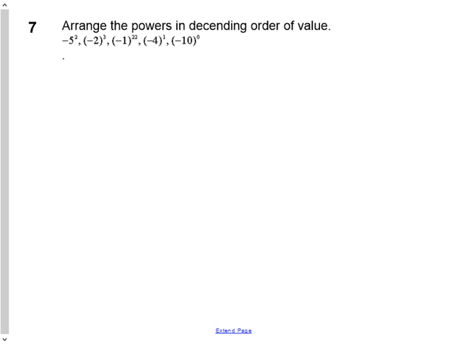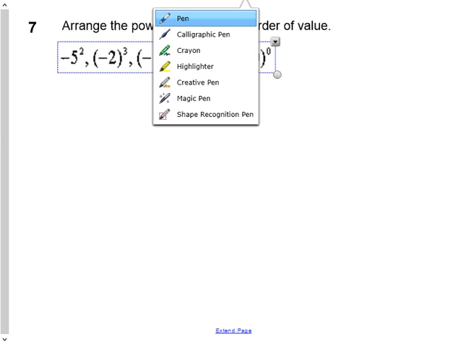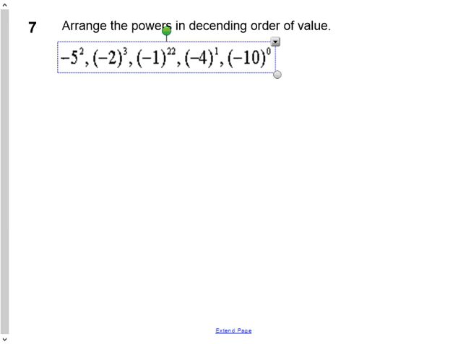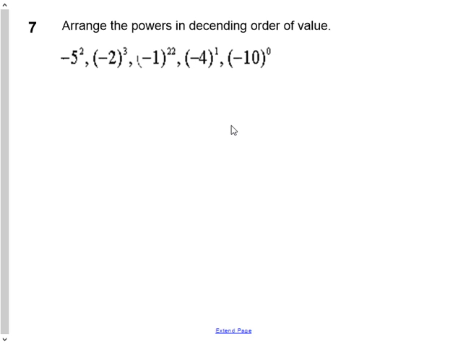Question 7, arrange the powers in descending order of value. I think I did make a change on this, but I didn't write it here, so I'll just do that right now. I'll take my marker, change it to white, and then I'll just erase the brackets. I erased the brackets on the actual test, so something like this. Okay, so write in descending order of value.